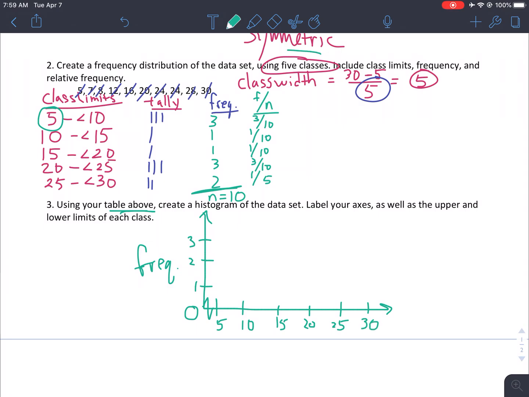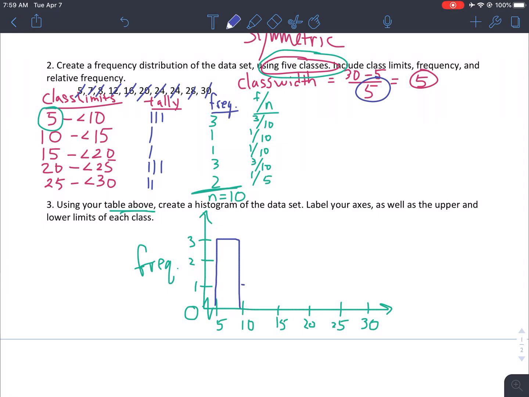Alright, it says 5 classes in the problem, and we have 1, 2, 3, 4, 5. We're going to have 5 different bars on the histogram, so that's 5 classes. The first set of class limits has a frequency of 3, and it goes 5 to 10. So I'm going to go up to 3 here. And I'll make a bar there.